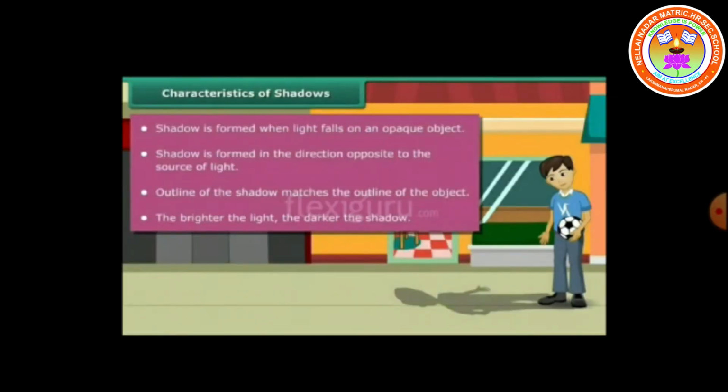Properties of shadow. All objects do not form shadows. Only opaque objects form shadows. Shadows will be formed on the opposite side of the light source. The characteristics of an object cannot be determined by its shadow. The shadow will always be dark, whatever may be the color of the light rays.